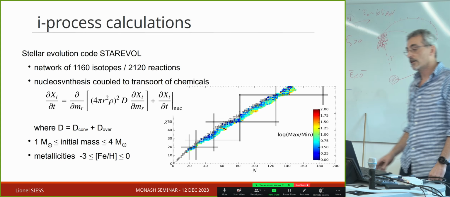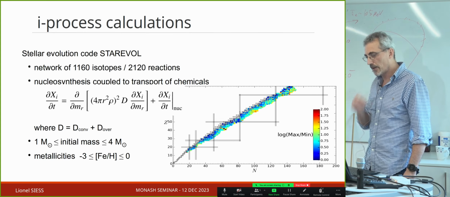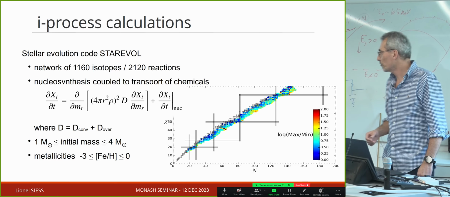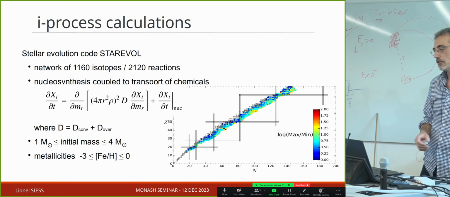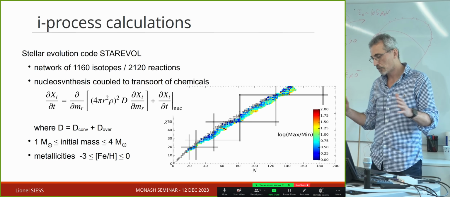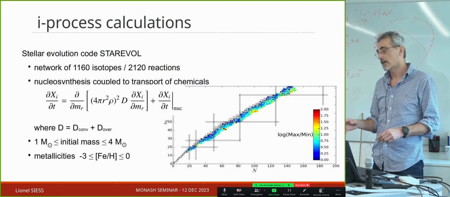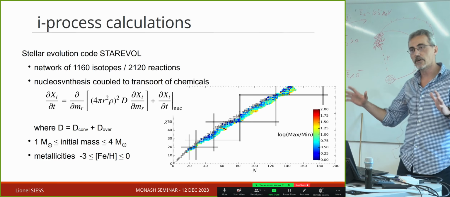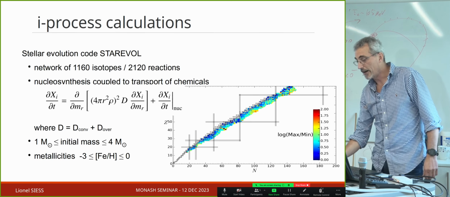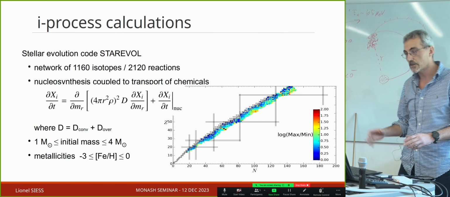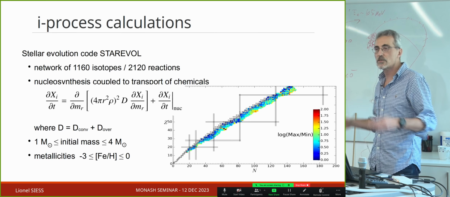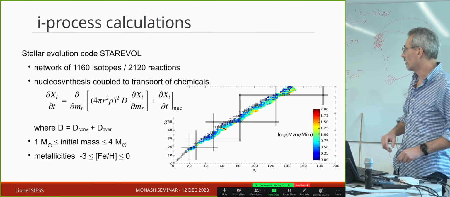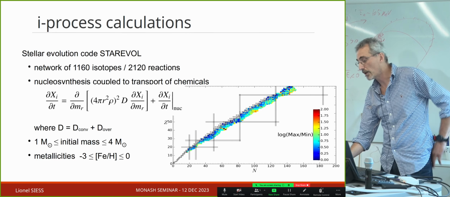The calculations I will present have been made with the code I've been developing for decades now, which is called STAREVOL. The major upgrades especially dealt with the nuclear network, because if you want to compute the nucleosynthesis of the high process, as I will show you, you may even form some actinides, like uranium and thorium, so very heavy elements. So you need a very extended nuclear network, and it is shown here. It typically involves almost 1,200 isotopes. We don't need so many reactions because it's mostly neutron captures and beta decays, but still more than 2,000.